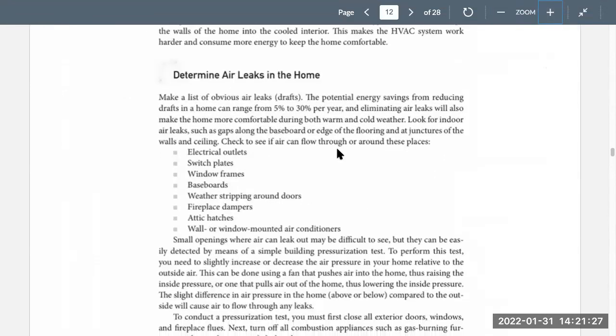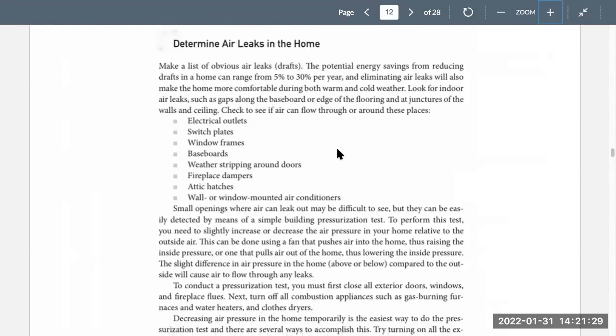So this is basically what that gentleman did in the video. This is what the rest of the chapter is talking about. It points out things that you want to look for: air leaks around electrical outlets, switch plates, as we've seen in the video, around the window frames, around your baseboards, things that are hidden.